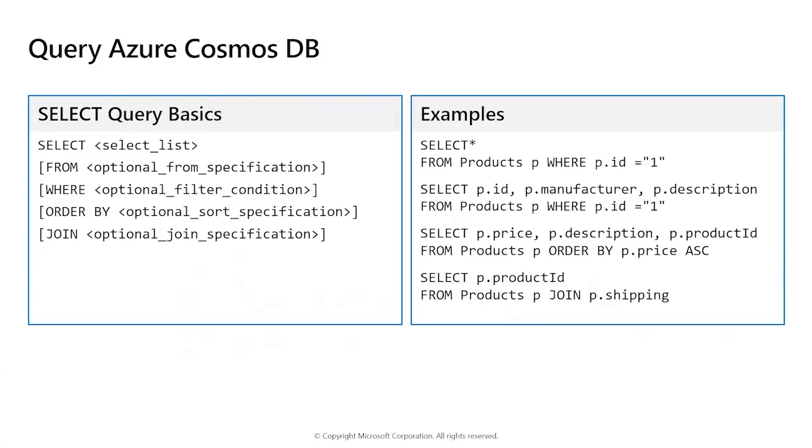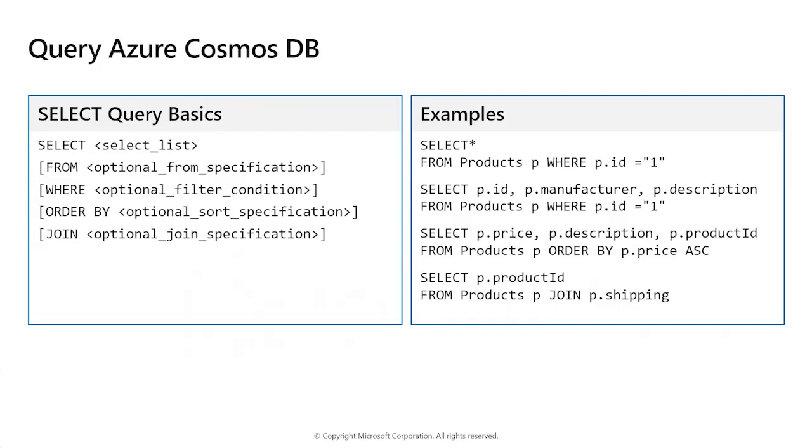And the SQL API actually returns results in the form of JSON documents rather than the table rows that you typically see with relational databases. And all these queries must be executed in the context of a single container.